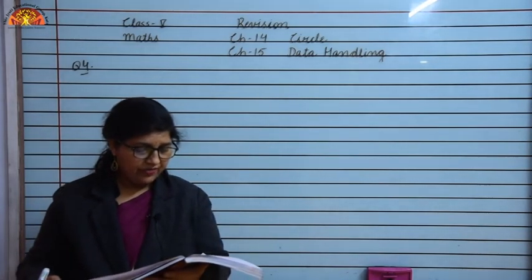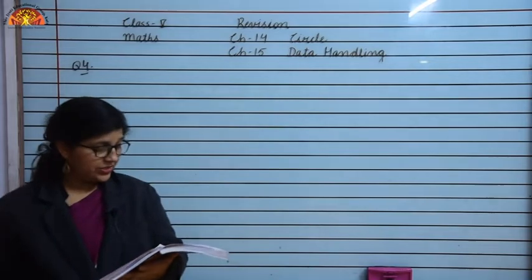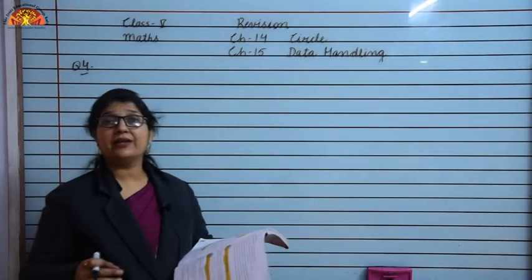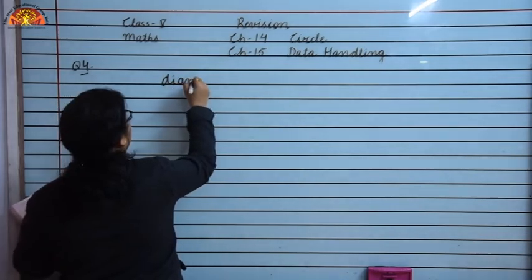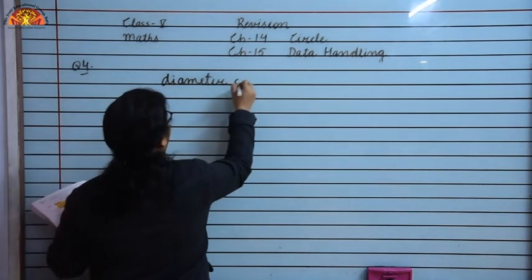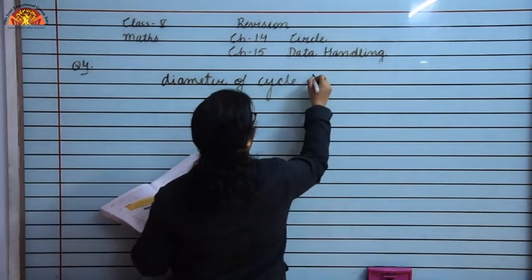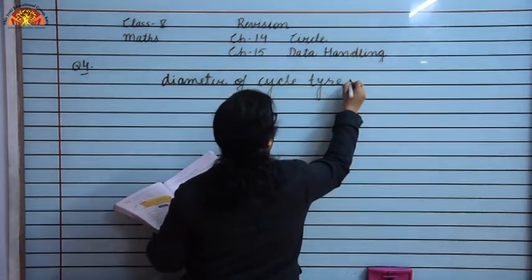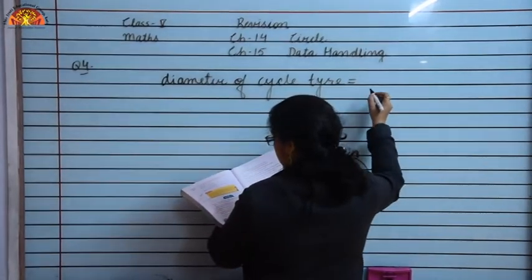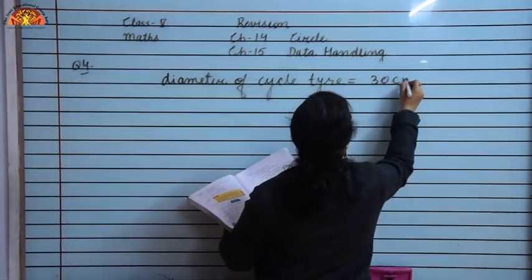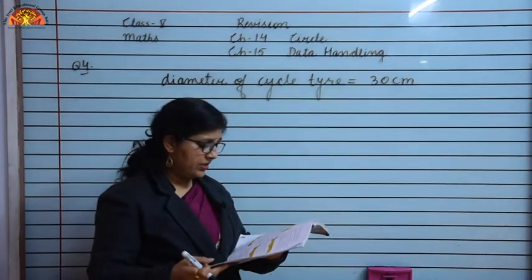Now next, question number 4: the diameter of a cycle tire is 30 centimeter. How far will it move in one turn of the wheel? What will we do in this question? Here the diameter of a cycle tire is given. So we write here diameter of cycle tire is equal to 30 centimeter. And how far will it move in one turn of the wheel?